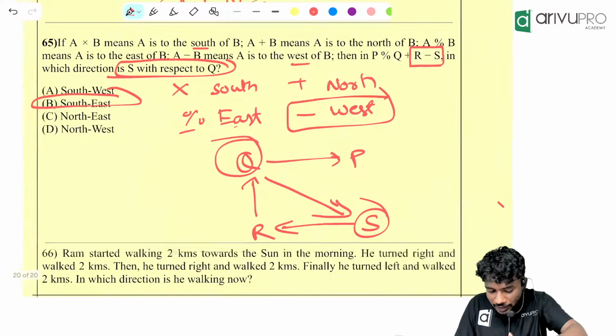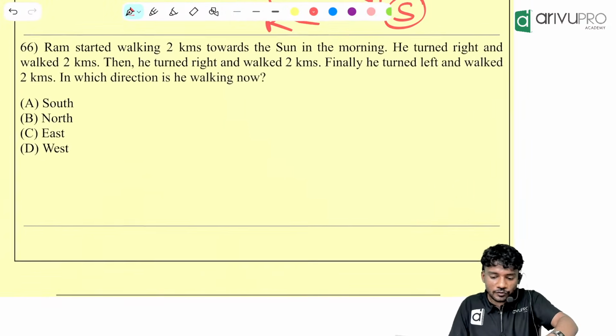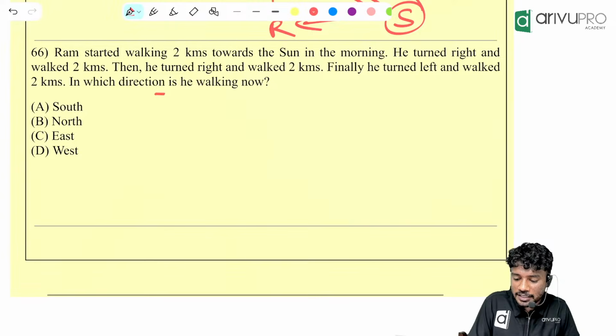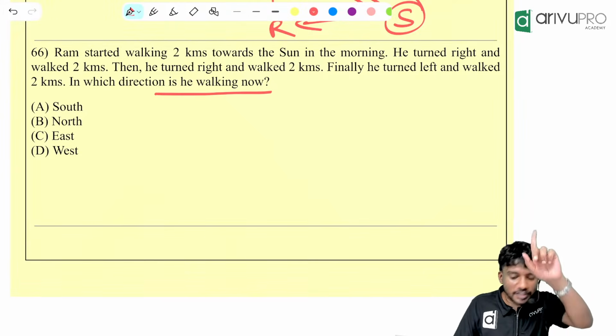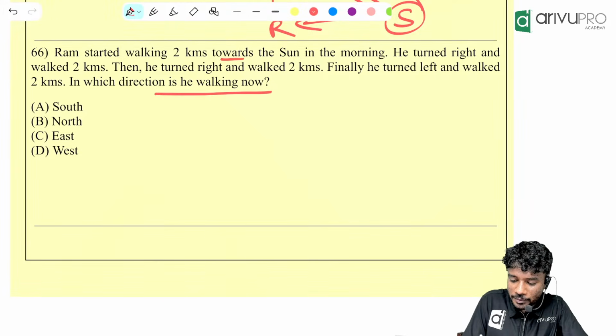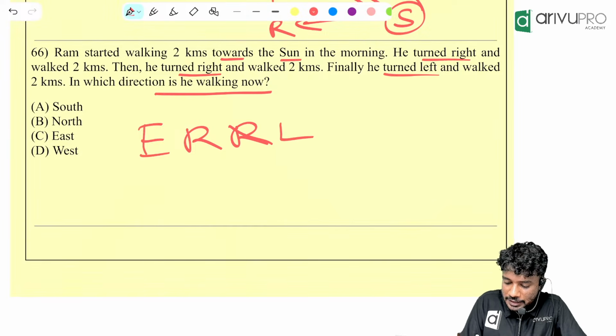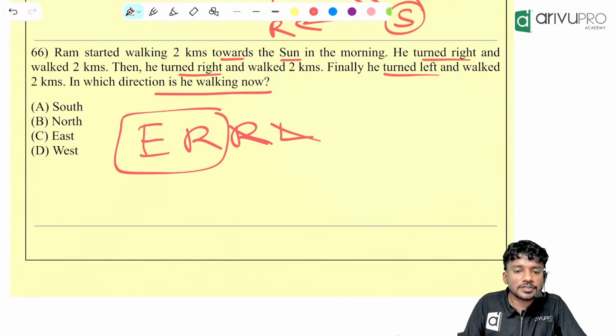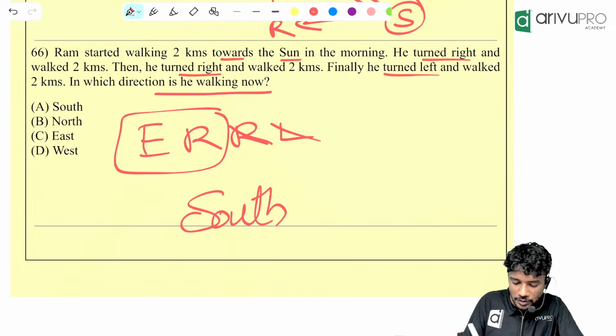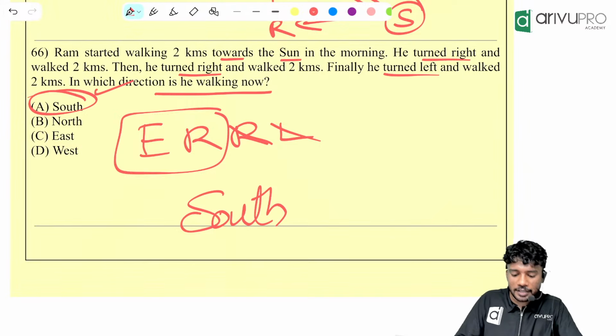Okay. The final question, we are concluding it with this. In which direction is he walking now? That means first type question. Ram started 2 kilometers towards the sun. That means initial direction is east. Then he turned right. Then he turned right. Finally he turned left. Right and left got cancelled. East to right is what, people? Right of east is south. Option A. Done, people.